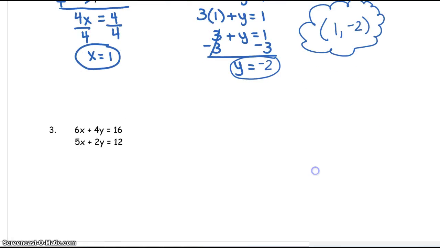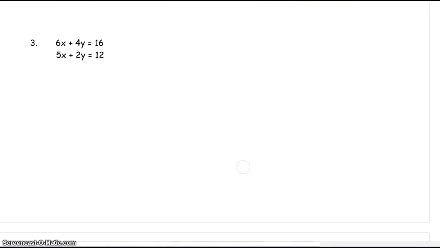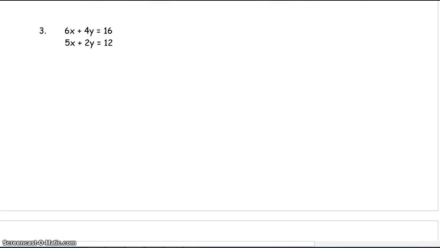Alright, let's go into example number 3. Example number 3 is a little different because it's difficult. 6x and 5x, they don't cancel, and 4y and 2y, they don't cancel. So what I have to do sometimes is multiply one of these equations by a certain number. So for example, if I multiply this second one by negative 2, then I'm going to end up getting a negative 4y, which would then cancel out with a positive 4y.